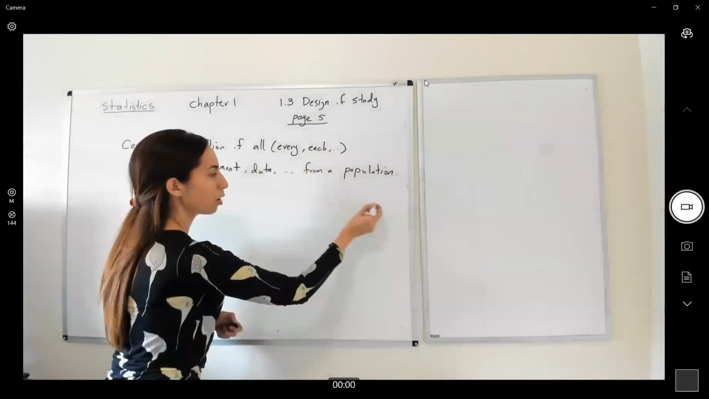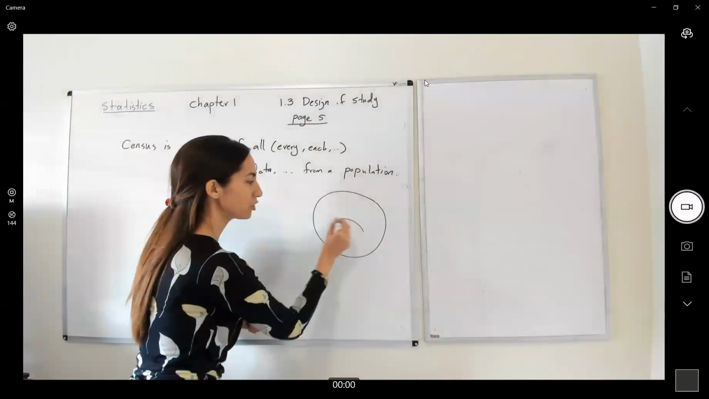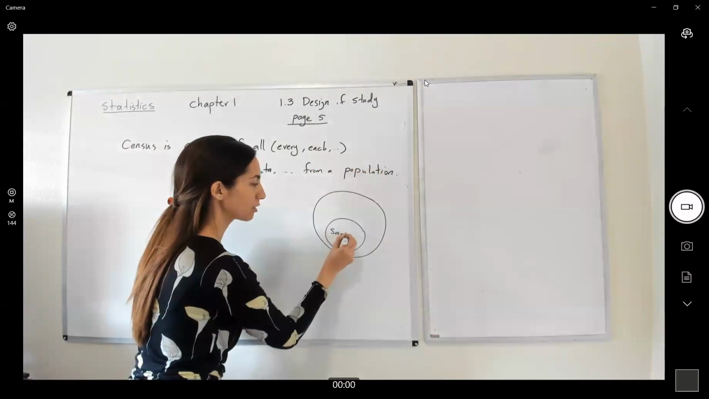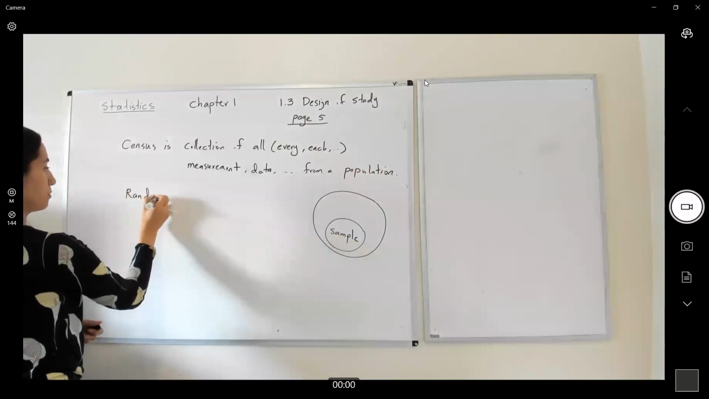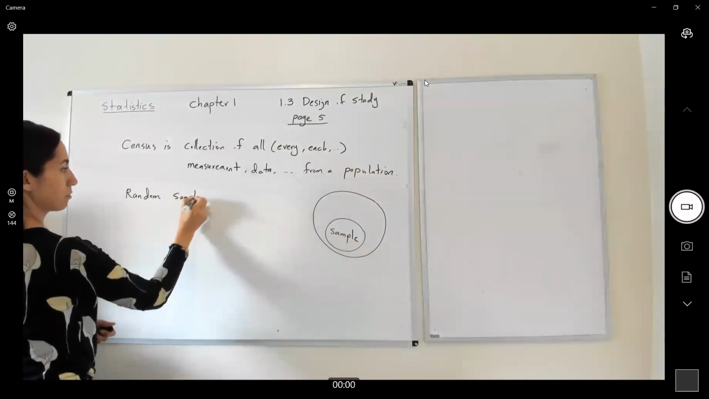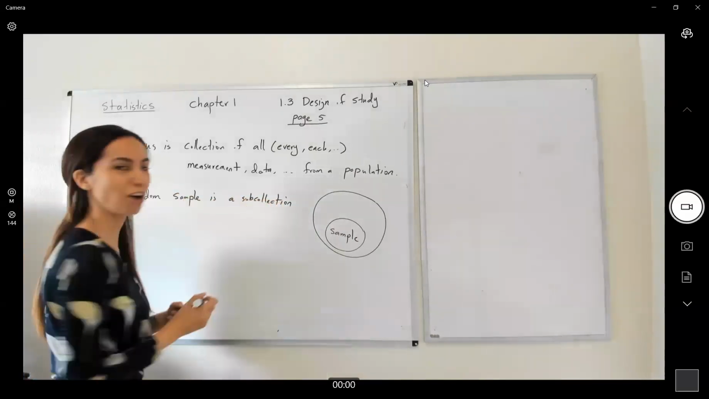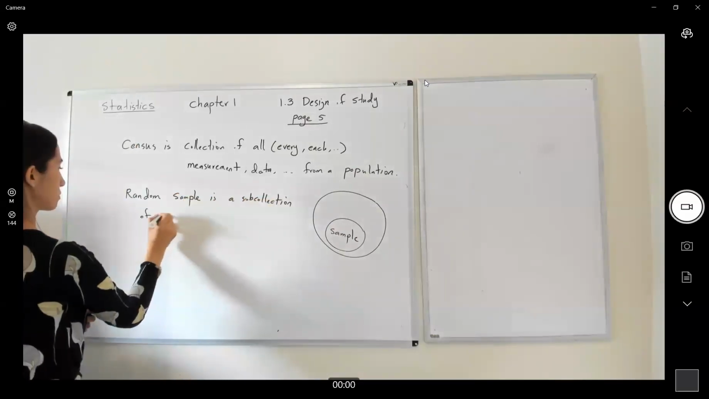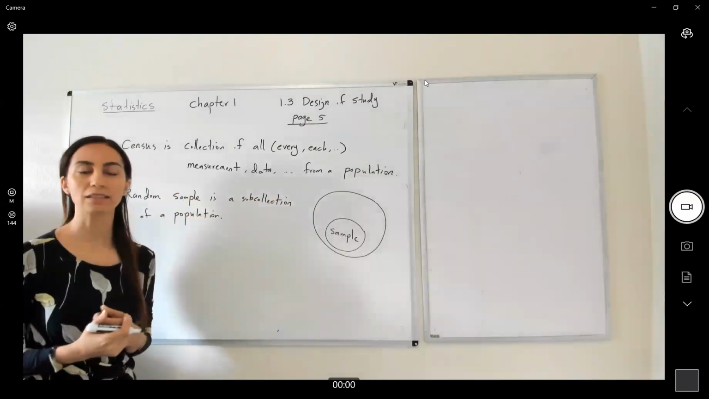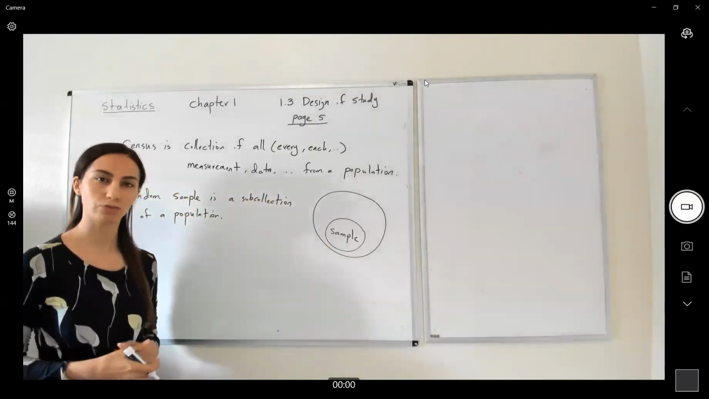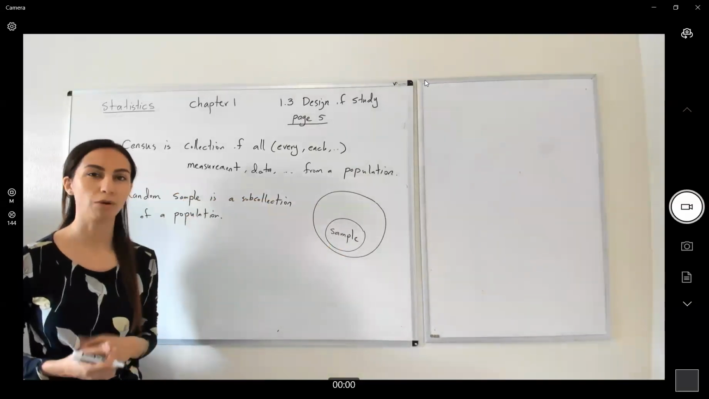So as you remember, population is very big. You take a small sample, a sub-collection, and you have a random sample. Random, or just a sample, is a sub-collection or a portion of your population. So note that since you're taking a small portion of your population, the result of the sample might be slightly different from the population.